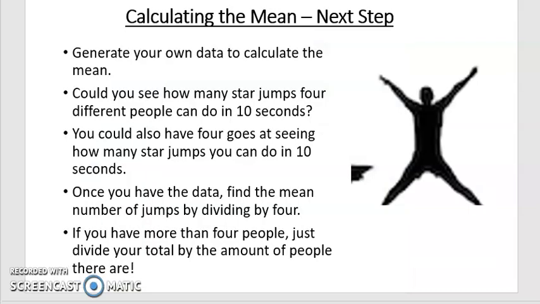Here's your next step, calculating the mean. So you need to generate your own data. You could do goals or something to do with sport. I had this idea that you could see how many star jumps 4 different people could do in 10 seconds, and you write down the number and then find the mean amount of star jumps done by those 4 people. Alternatively, you could get just one person, or you yourself could do star jumps for 10 seconds 4 different times and write down the amount. If you've got a different number of people, just remember that when you're dividing by that number, you're not dividing by 4. Right, hopefully you found this video useful.